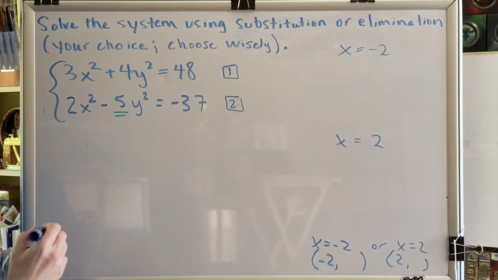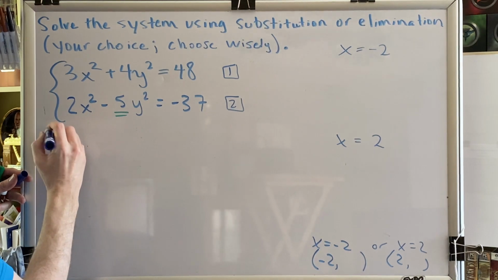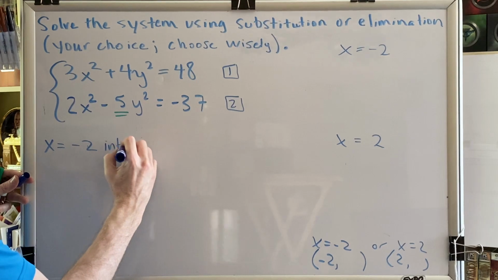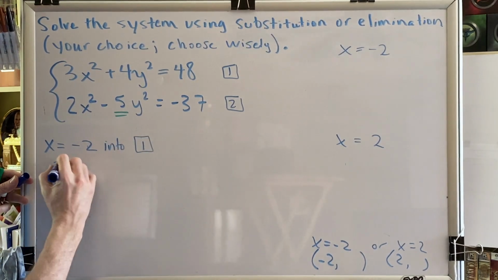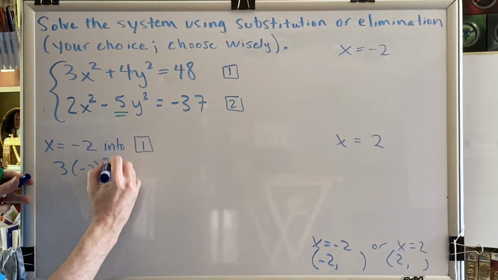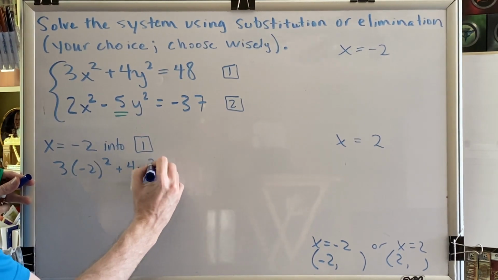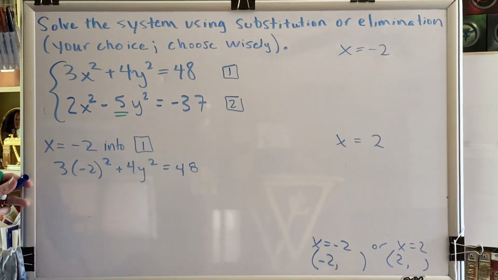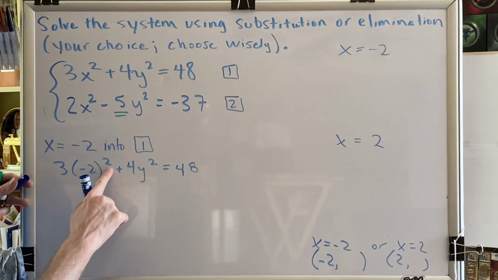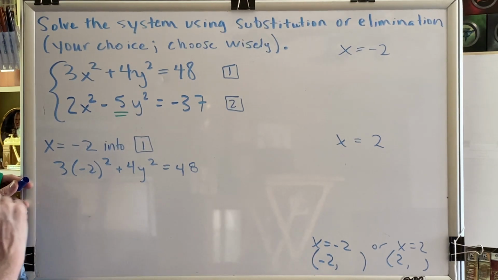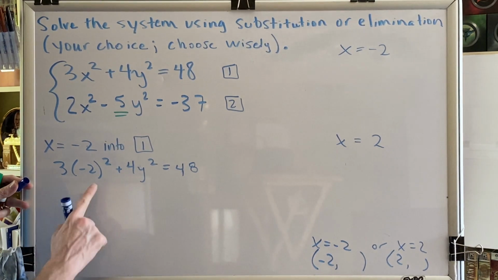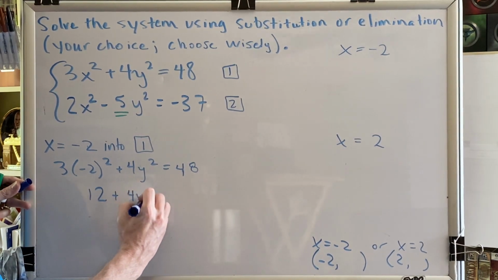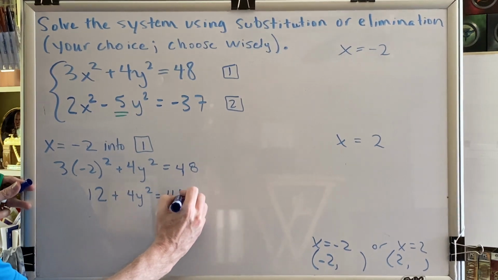Okay, let's start with x equals negative 2. So, plugging x equals negative 2 into equation 1 gives the following statement. 3 times negative 2 in parentheses squared plus 4y squared equals 48. Order of operations says that exponents happen before multiplication. So negative 2 in parentheses squared would be a negative 2 times a negative 2, which is a positive 4. Then multiply by 3, and you get 12. 12 plus 4y squared equals 48.